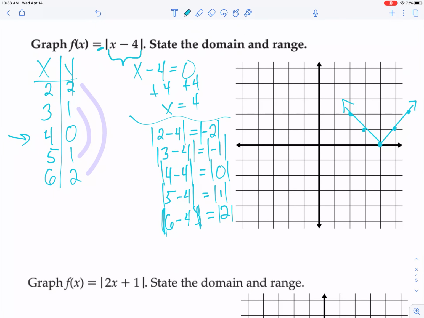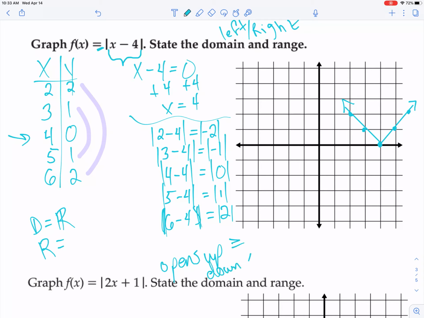It does want us to state the domain and range. Remember, domain is how far left and right it goes. And even though it's going to get pretty tall, it is going to go on forever left and right. So the domain is going to be all reals. The range, if it opens up, you're going to use a greater than or equal to sign. If it goes down, it's going to be a less than or equal to sign.